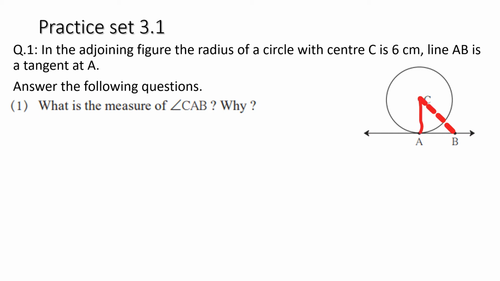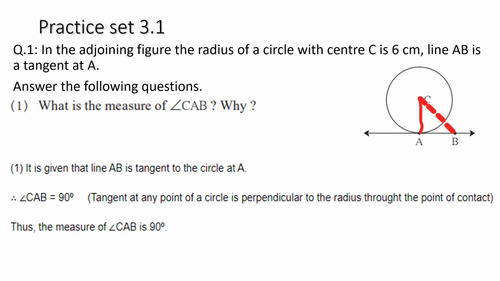Now observe the diagram. CAB, CA is the radius, AB is the tangent to the circle. So it is given that line AB is tangent to the circle at point A. Therefore, angle CAB equals 90 degrees. The reason is the tangent theorem, the statement you have to write down. A tangent at any point of a circle is perpendicular to the radius through the point of contact. Therefore, measure of angle CAB equals 90 degrees.